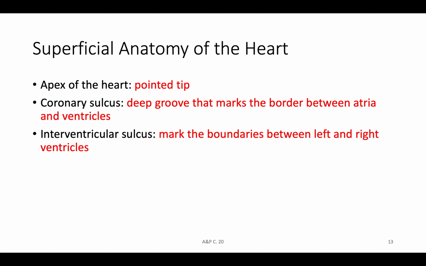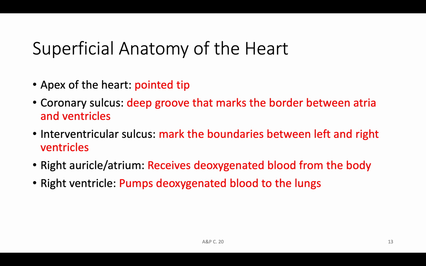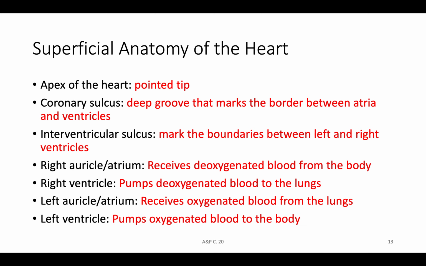You also have an interventricular sulcus, which again is where you're going to find blood vessels and fat, and this is the boundary line between your right and left ventricles. You have your right auricle or atrium. Your right atrium receives deoxygenated blood from the body. It's going to send that deoxygenated blood to the right ventricle, which pumps deoxygenated blood to the lungs. The left atrium is going to receive oxygenated blood from the lungs and then send that oxygenated blood to the left ventricle, so the left ventricle can pump it out to the body.